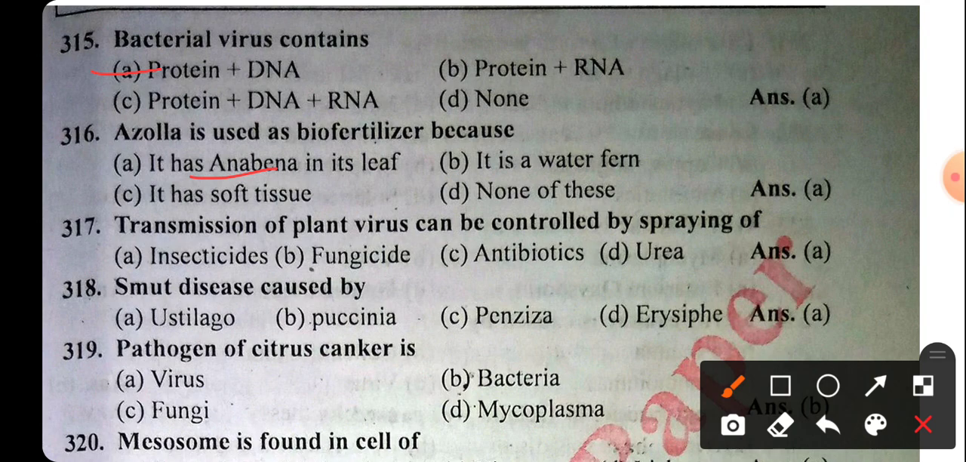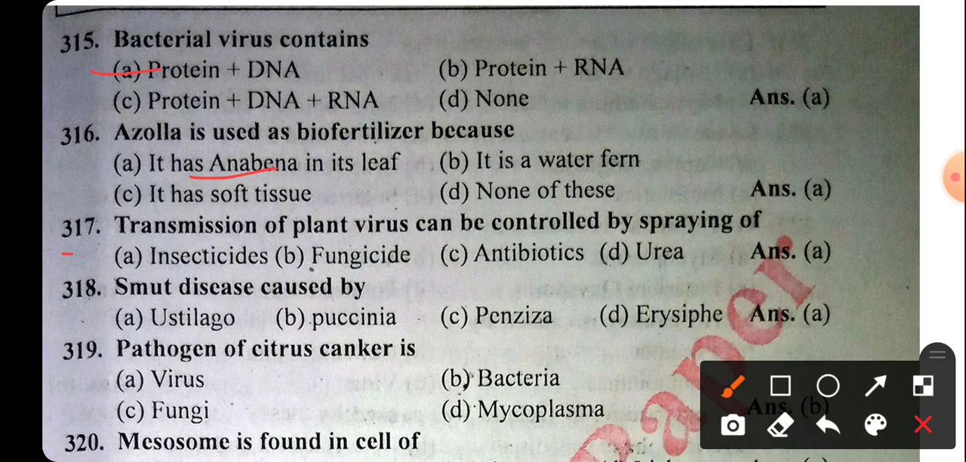Okay, it fixes the nitrogen in the soil and roots, so that the plant gets nutrition from it, the nitrogen gas that is absorbed by the soil in the roots of the plant.